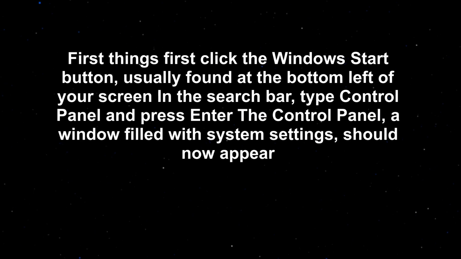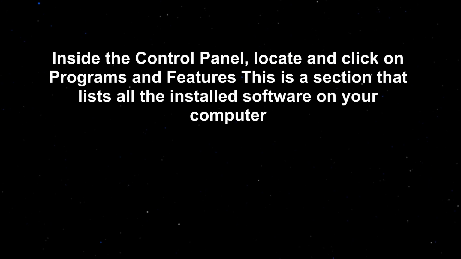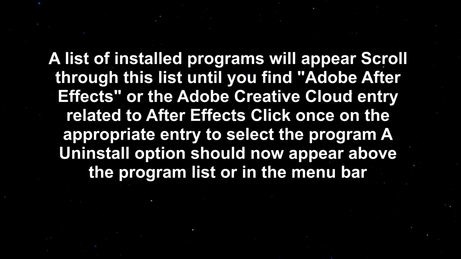The Control Panel, a window filled with system settings, should now appear. Inside the Control Panel, locate and click on Programs and Features. This is a section that lists all the installed software on your computer. A list of installed programs will appear.